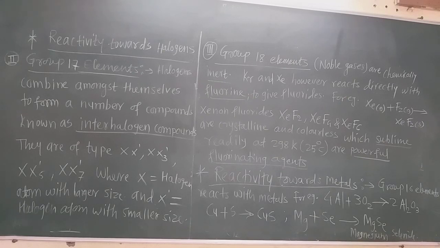Only with fluorine, that is a halogen, do krypton and xenon react, and they form fluorides. For example, when xenon gas comes in direct contact with fluorine gas, there is formation of XeF2, that is xenon difluoride, which is in the solid form. Though these two are gases, the product xenon difluoride is a solid.